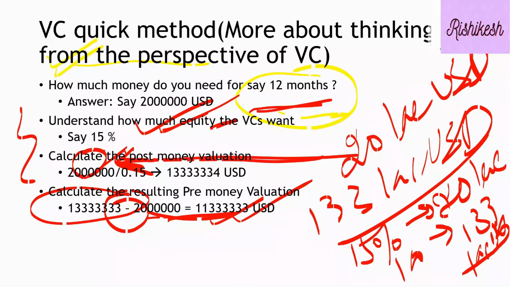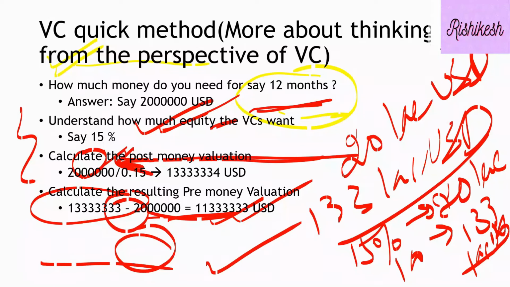So you got your post-money valuation, and once you have that, you just subtract the investment amount to get the pre-money valuation. What was the investment amount? The investment amount was 20 lakh dollars. So you subtract 20 lakh dollars from 133 lakh dollars, and you get about 113 lakh dollars. This is how you can find out the pre-money valuation.